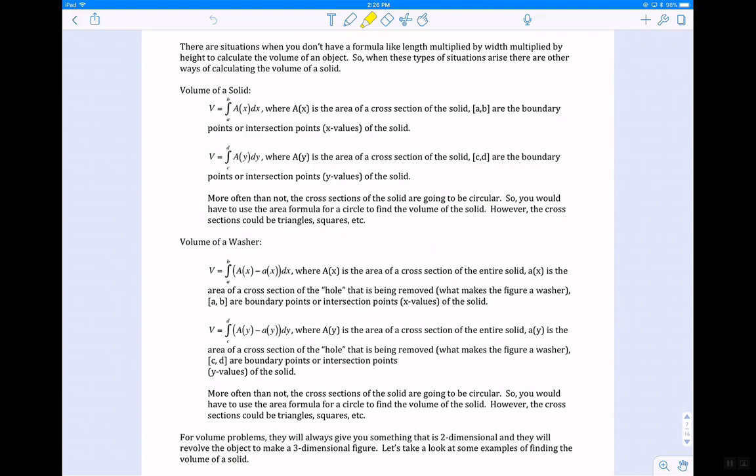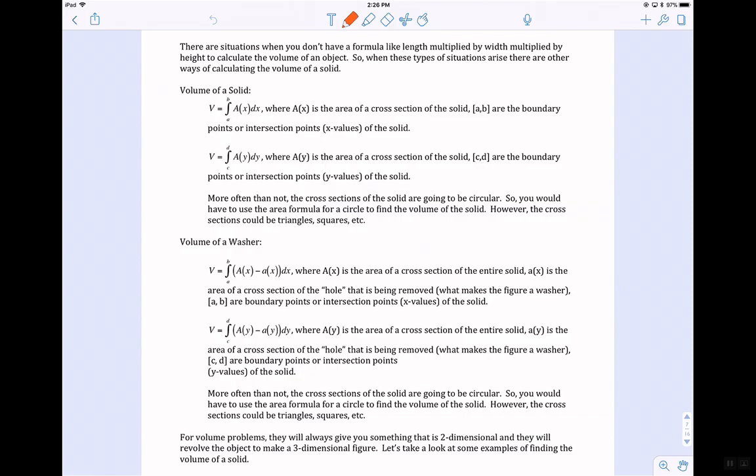Okay, so let's go ahead and take a look at the next objective. Your next objective deals with finding the volume. What you're going to do is take what we did with area and rotate that area about an axis, a vertical line or a horizontal line, and we're going to create a three-dimensional shape.